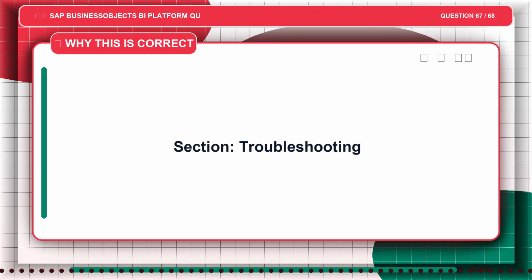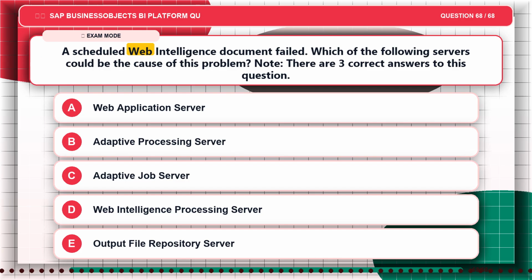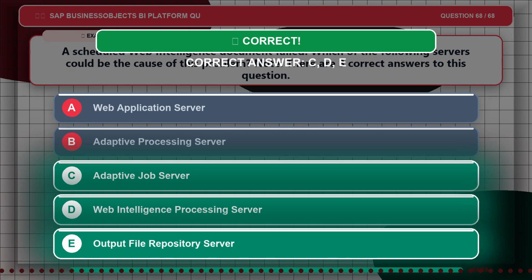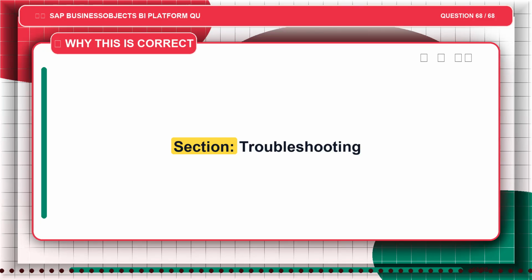Section, Troubleshooting. Question 68. A scheduled web intelligence document failed. Which of the following servers could be the cause of this problem? Note, there are three correct answers to this question. Option A, Web Application Server. Option B, Adaptive Processing Server. Option C, Adaptive Job Server. Option D, Web Intelligence Processing Server. Option E, Output File Repository Server. The correct answers are options C and D and E. Adaptive Job Server, Web Intelligence Processing Server, Output File Repository Server. Section, Troubleshooting.